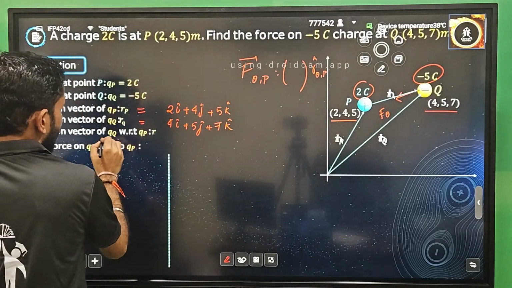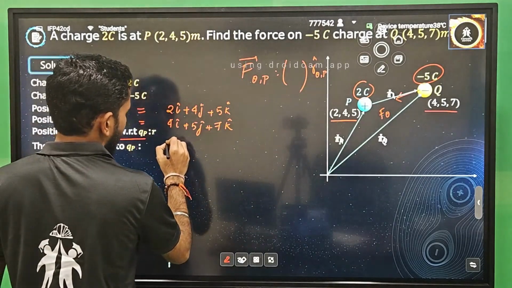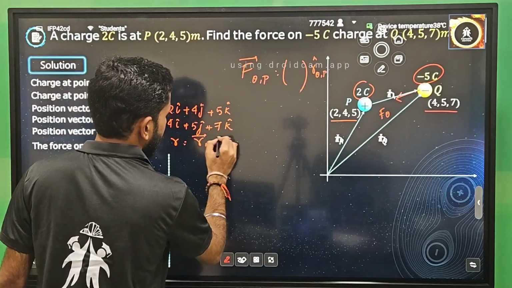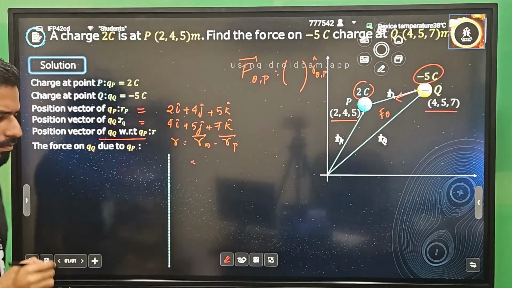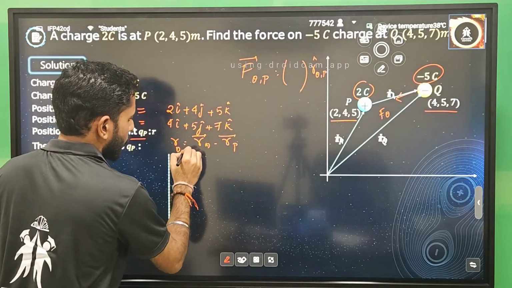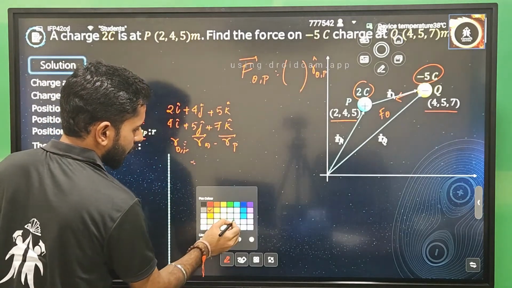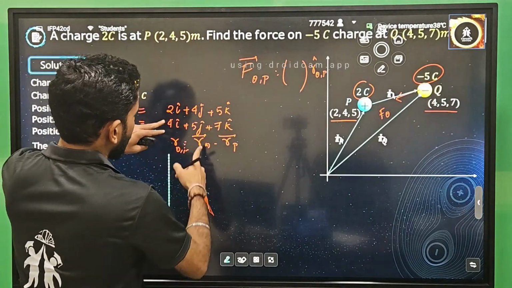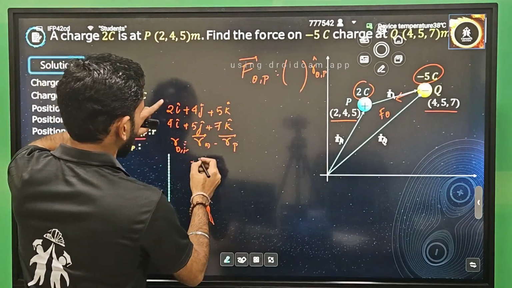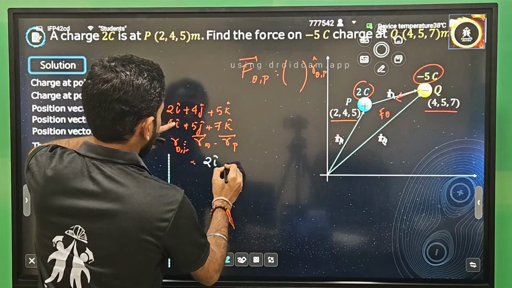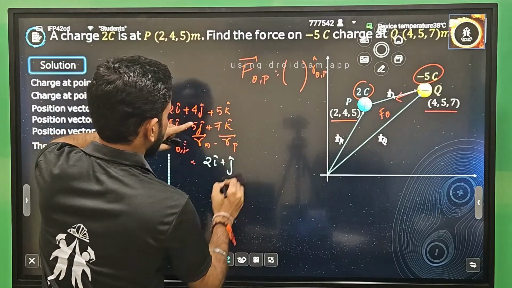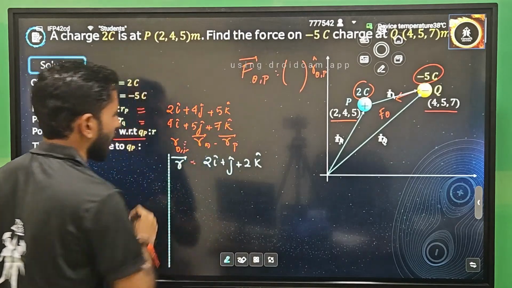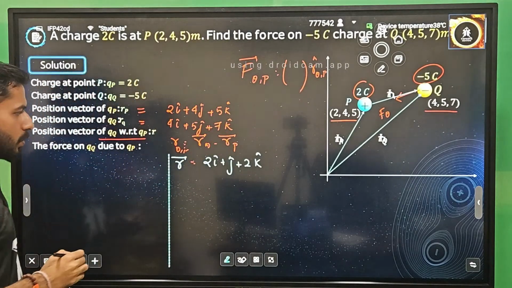So if I have to write the position vector of Q with respect to P, that is the R vector, how will I write? I will write R_Q minus R_P vector. Correct? You can represent this also as R_Q,P. A lot of places it is represented like this. Now tell me R_Q minus P, what will you write in vector form? Q minus P, that is 4 minus 2, 2i, 5 minus 4, plus j, 7 minus 5, plus 2k. This will be your R vector or R_Q,P vector, whatever you want to represent.